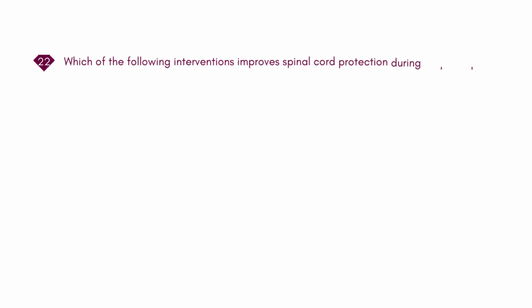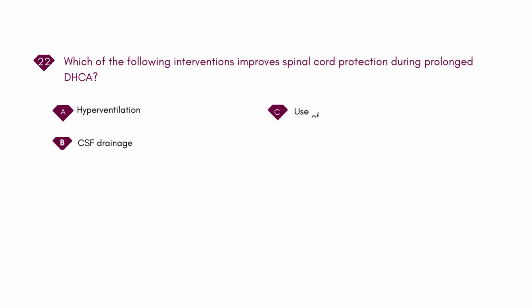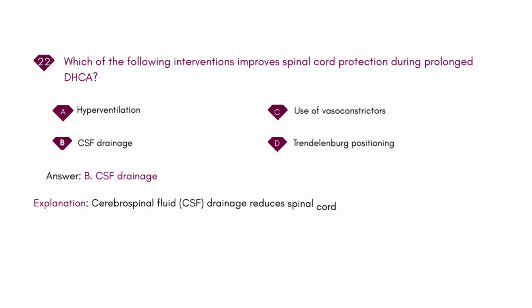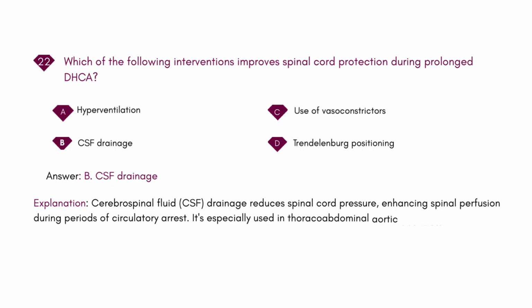Which of the following interventions improves spinal cord protection during prolonged DHCA? A. Hyperventilation. B. CSF drainage. C. Use of vasoconstrictors. D. Trendelenburg positioning. Answer: B. CSF drainage. Explanation: cerebrospinal fluid, CSF, drainage reduces spinal cord pressure, enhancing spinal perfusion during periods of circulatory arrest. It's especially used in thoracoabdominal aortic aneurysm repairs involving long durations of DHCA.